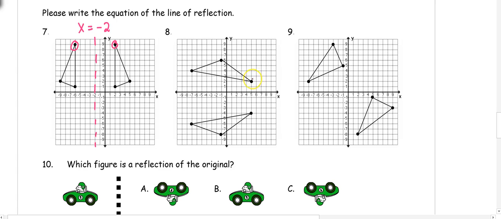Number 8, I'm going to pick 2 points. I have one at 5, 2 and one at 5, -4. I need to look at what is halfway between 2 and -4. I can add those together and then divide by 2. When I add them together, I get -2, divided by 2 is -1. So this is a y line, so my line of reflection is y equals -1. Number 9, notice that it's not being reflected from left to right or up and down, but rather diagonally, so our line of reflection has to be y equals x.